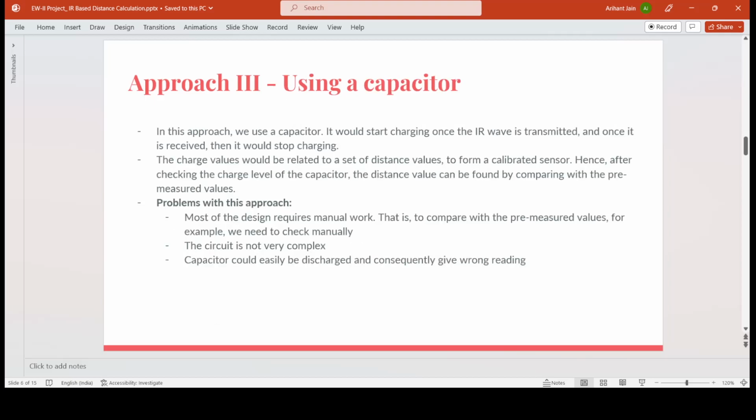The next approach was trying to replace the timer with a capacitor by measuring the charging time of the capacitor, but this was not easy because the capacitor charging could be inaccurate. Also, this would require us to manually measure the charging level of the capacitor, which would take away the automatic functionality of the circuit and reduce its complexity.